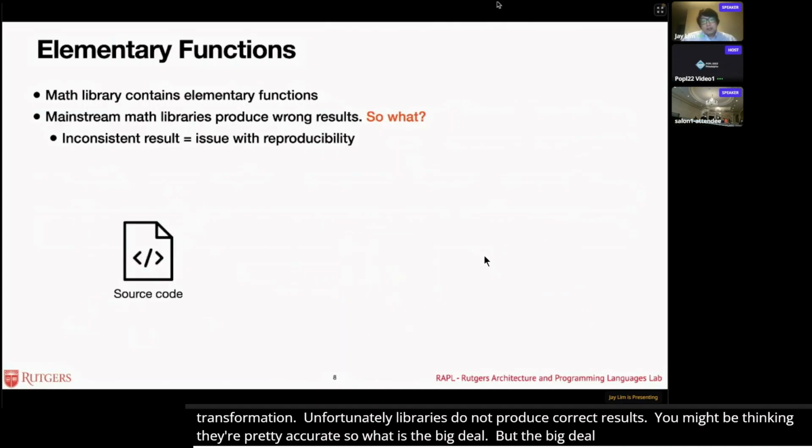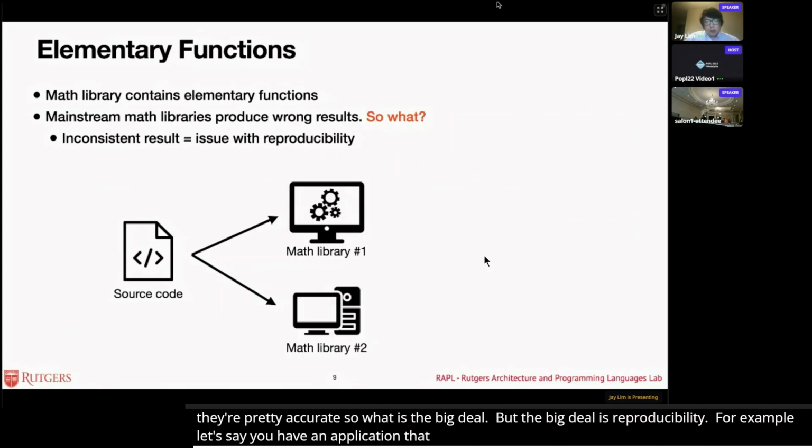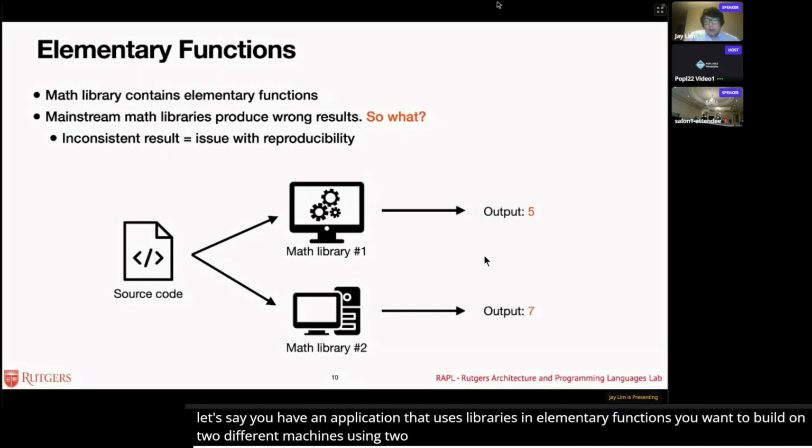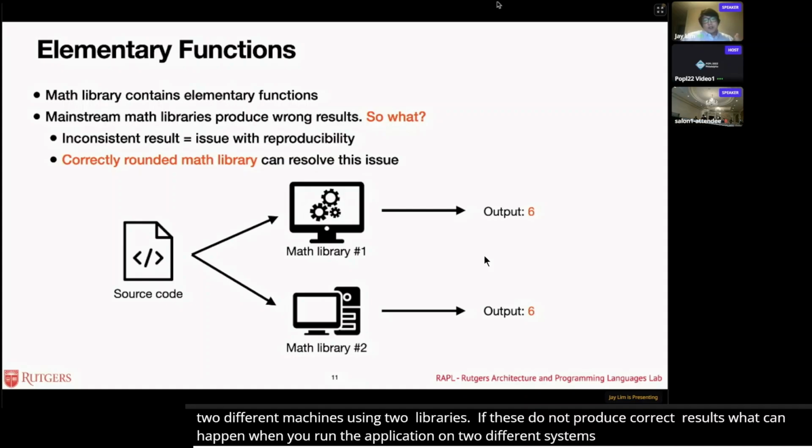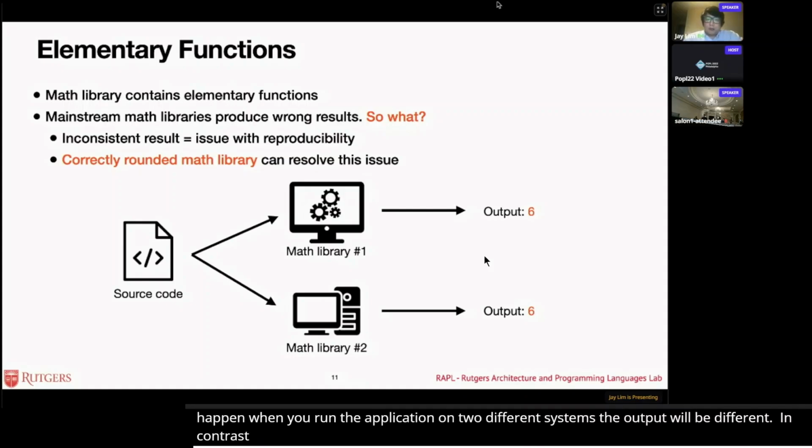For example, let's say you have an application that uses math libraries and elementary functions. You want to build it on two completely different machines running two different math libraries. And if these two math libraries do not produce correct results, then what could happen is when you run the same application on two different systems, the output will be different. In contrast, if you were to use correctly rounded math libraries, you could resolve this issue. So in the past few years, our goal has been to create correctly rounded elementary functions.